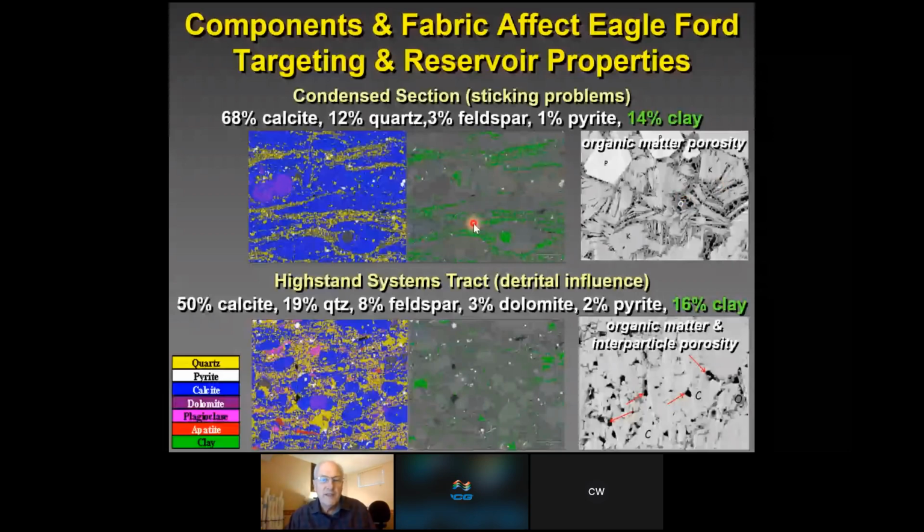We moved up a little bit into the high stand. These are the forams in the blue here with dispersed quartz silt and dispersed clay. So now we didn't have the sheets. So now we had a strong, rigid framework of carbonate and sand with interconnected interparticle porosity. That was the better target.